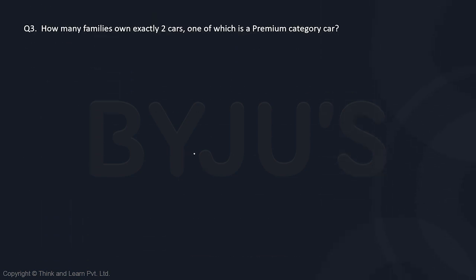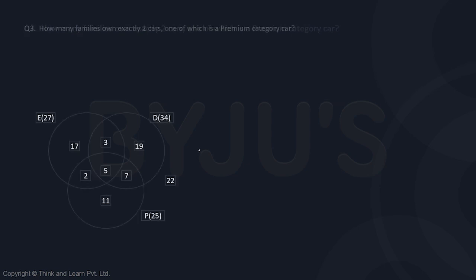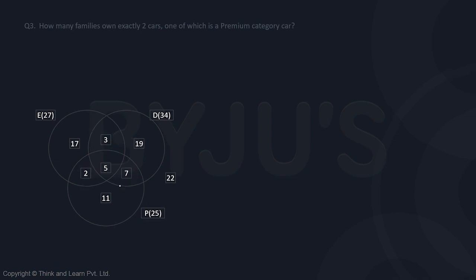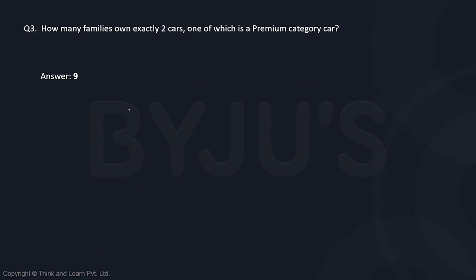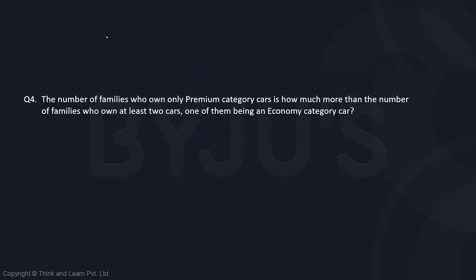Here is the third question. How many families own exactly 2 cars, one of which is a premium category car? So exactly 2 cars are these and these. And he says that one of them is a premium category car. So I'm not talking about them. So 2 plus 7, there are 9 families who own exactly 2 cars. My answer for this question is 9. And this time he talked about number of families, not the number of cars. So answer should have been 9.